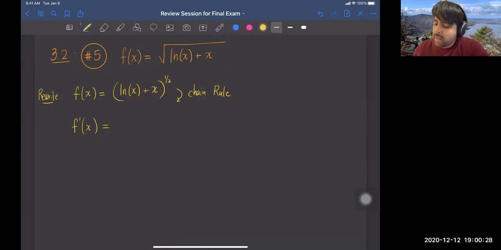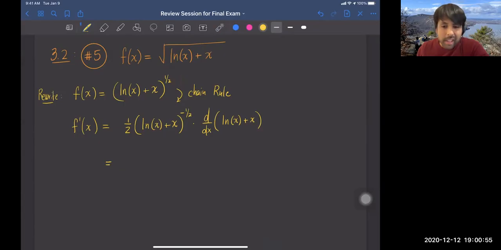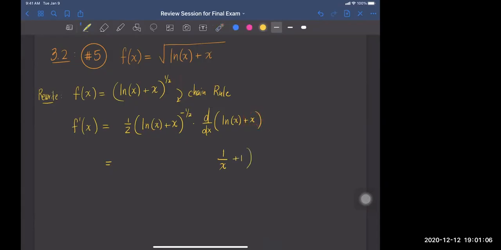So the chain rule states that I put the 1/2 in front, I leave whatever's inside alone. I don't touch it. Then I subtract 1 from the 1/2, which gives me a negative 1/2. And then I take the derivative of whatever the inside function happens to be. In this case, it's ln x plus x. And what's the derivative of ln of x? Well, it's 1 over x, right? According to the rule. And what's the derivative of x? One. So plus 1.